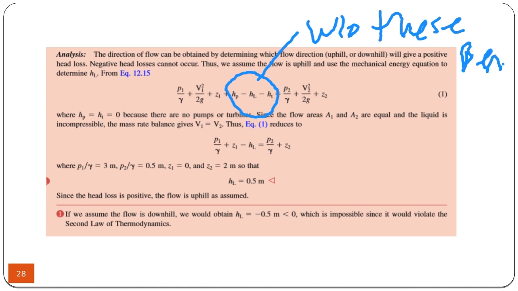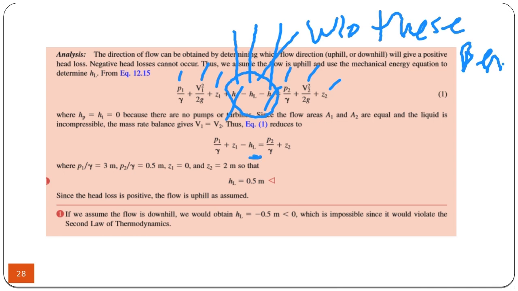But it's not the Bernoulli equation now, it's the energy equation. The left-hand side has the pressure head, the dynamic head, the elevation head. On the right-hand side, pressure, dynamic head, elevation head, plus pump head, loss head, and turbine head. But because pump head and turbine head are zero, they're not given. When you cancel them, you get only the loss term on the left-hand side.